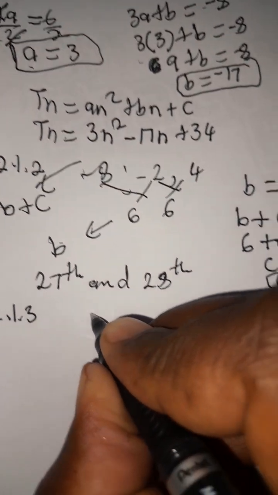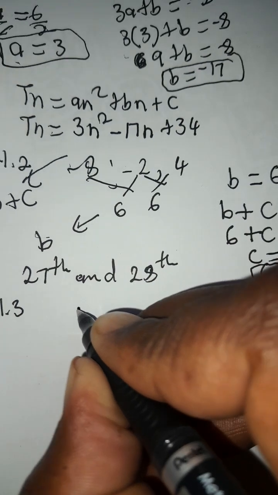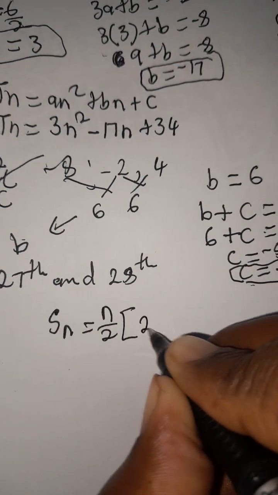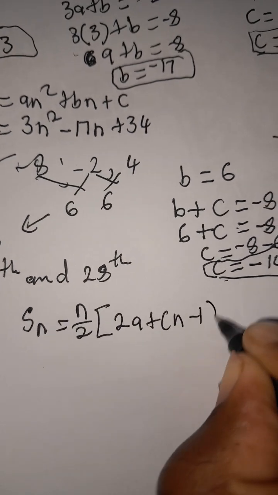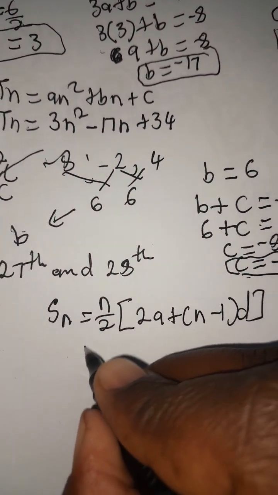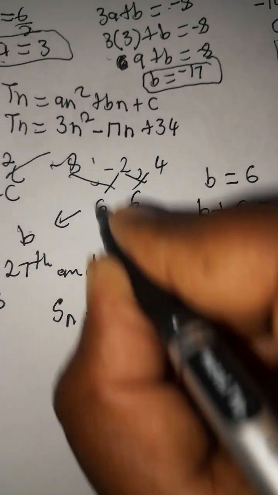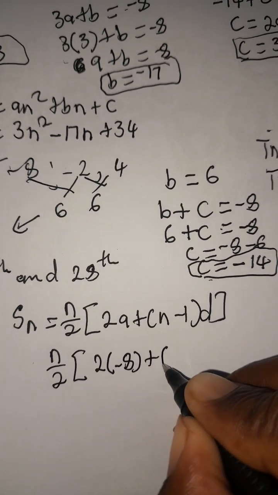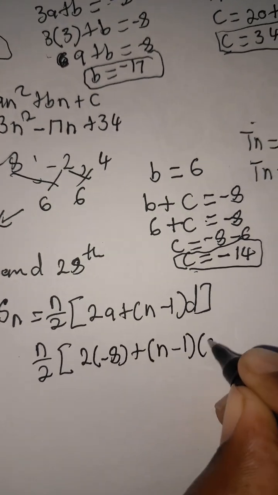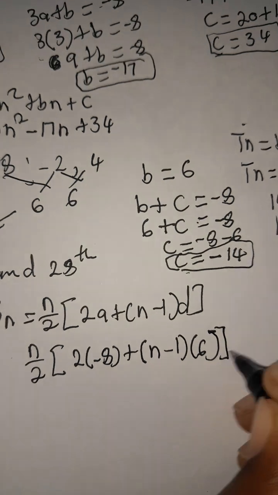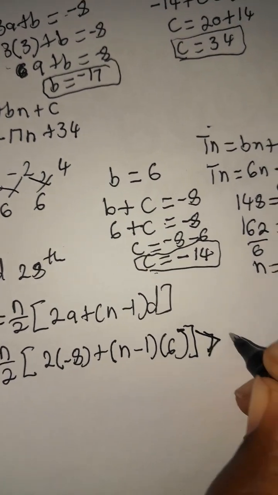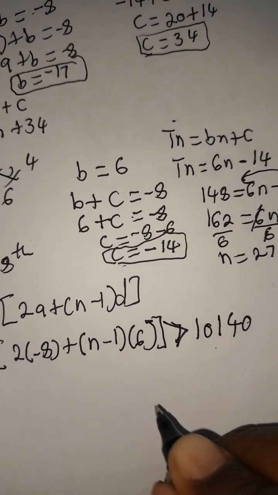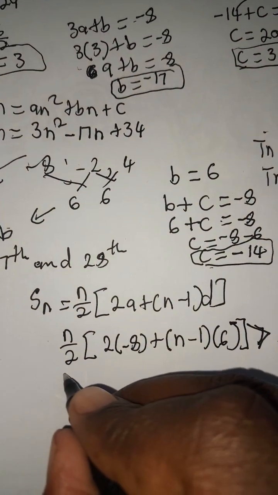Remember, since they're using the sum, it's a sum of an arithmetic sequence. So it will be Sn. You write the formula: n over 2 times (2a plus (n minus 1)d). Our a there is going to be -8, plus n minus 1, the difference is 6. Remember they said it's greater than 10,040.